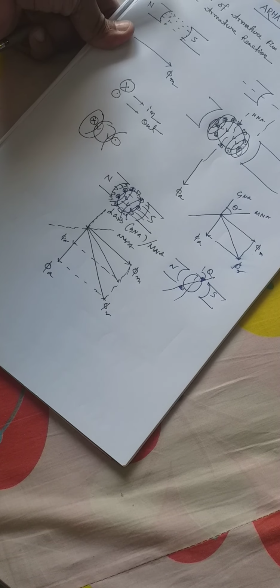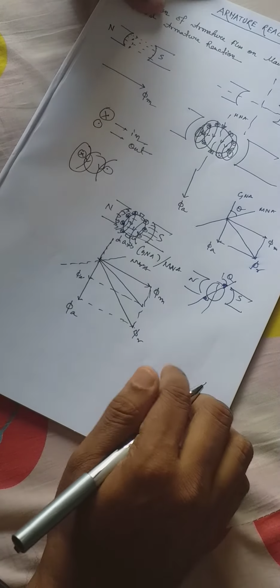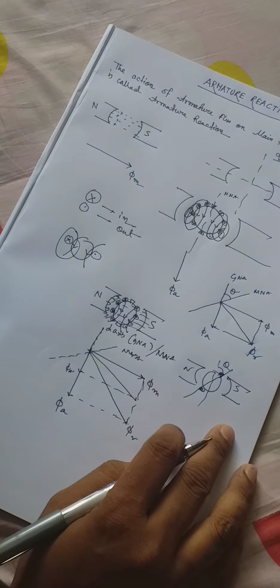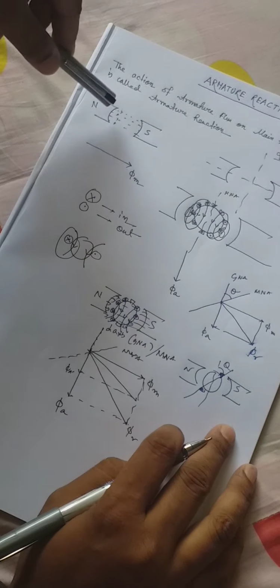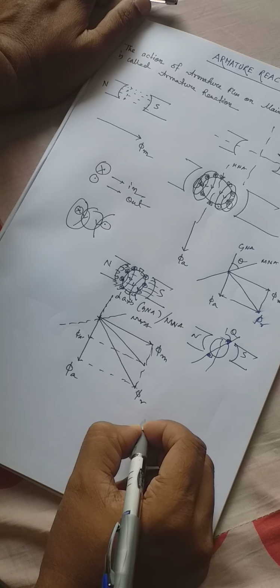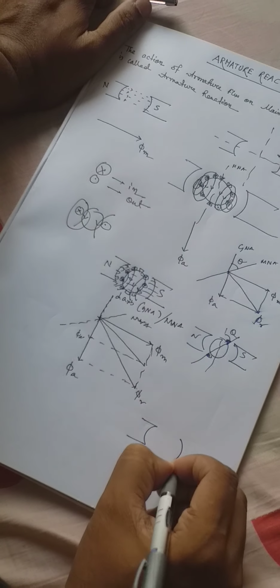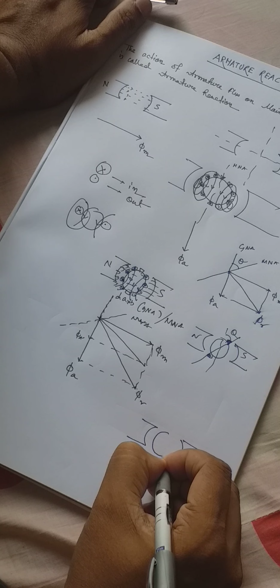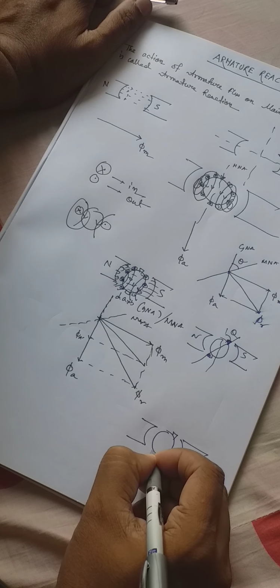Clear? Now the flux direction. When there is no armature current, then the flux direction is this. Suppose there is an armature current, and we can plot the flux direction. This is the new MNA.